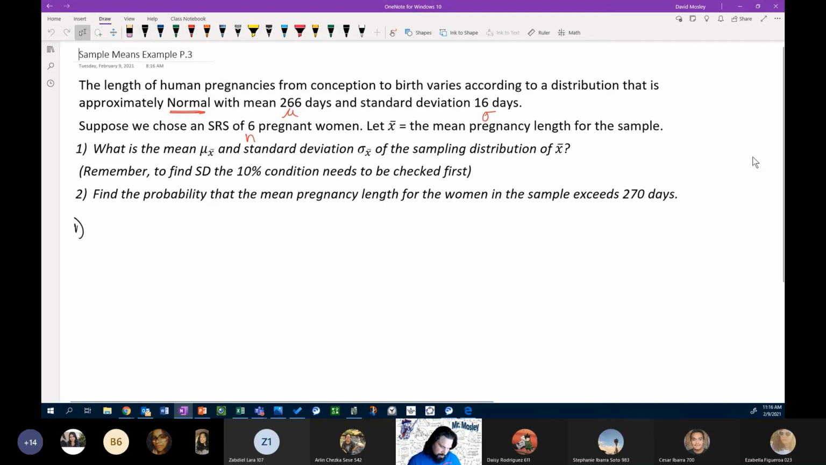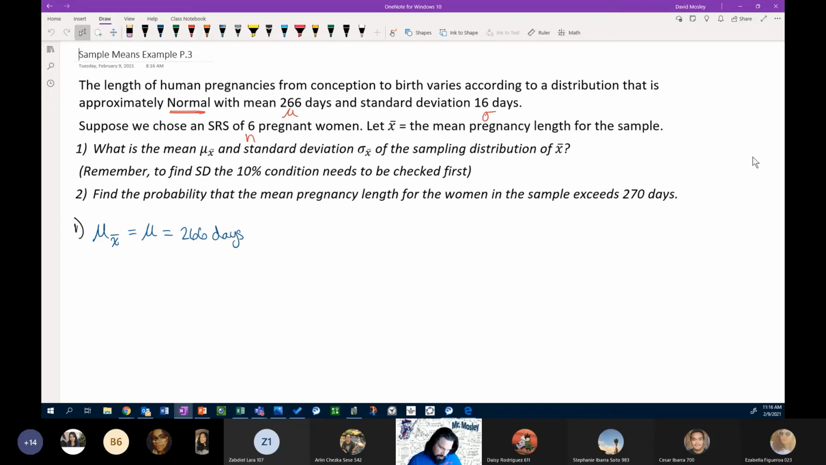So we'll do number 1 here. The mean of x bar is just equal to the mean, which is 266 days. That doesn't change.